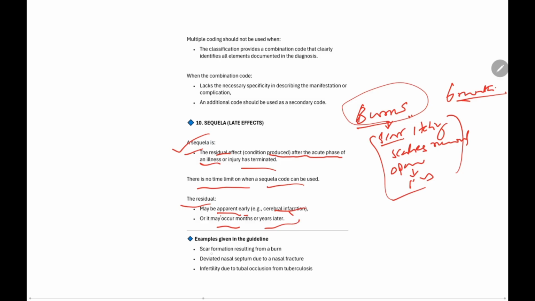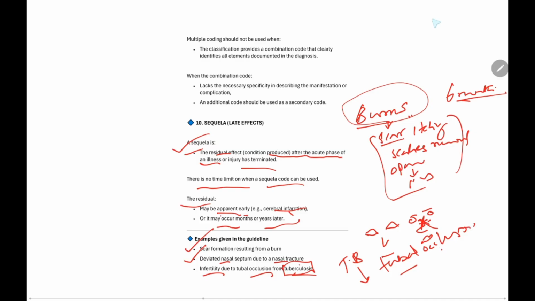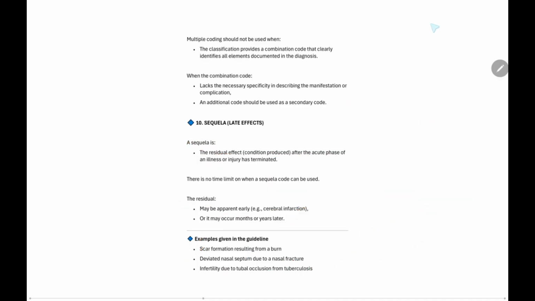So examples given in the guideline are scar formation resulting from a burn, you know, right? Deviated nasal septum due to nasal fracture. Okay, so we will see. I'm not good at diagrams, but I will try. So this is a normal nose. But for some people the nose is deviated because there is a fracture in the nose. Infertility due to tubal occlusion from tuberculosis. So first they got TB, because of TB they got tubal occlusion, then they got infertility. So that's how sequela affects, guys.